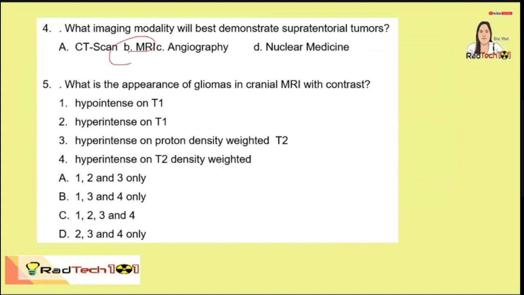Number 5, appearance of gliomas in cranial CT, MRI with contrast. So it is 1, 3, and 4. So it is hypointense on T1, hyperintense on proton density weighted, and hyperintense on T2 weighted. Okay, so 1, 3, and 4. Hypointense on T1, hyperintense sa proton density, as well as T2 weighted. So 1, 3, and 4, that is the appearance of glioma in MRI with contrast.